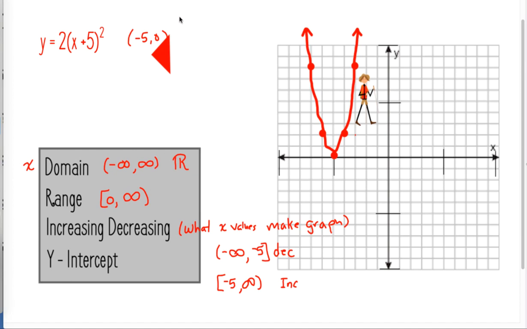The y-intercept, we know that ad nauseum. I don't want to say it anymore. You should have learned this. It means put x in as a 0. And when we put x in as a 0 here, though we cannot visually see the y-intercept, we can make it out to be 2 times 5 squared. So in this case, my y-intercept is 50.